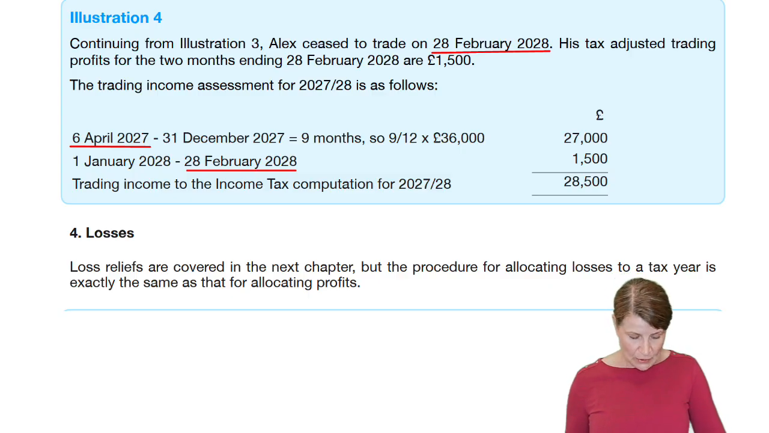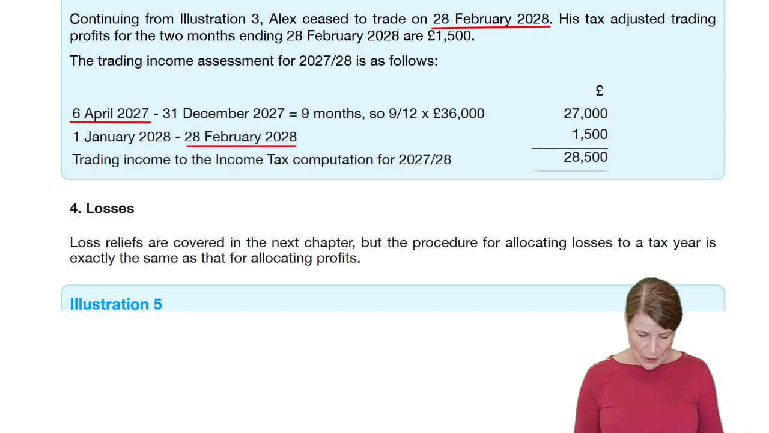Now, the 6th of April 2027 to the 31st of December 2027, our 12-month period of account in which we had a tax-adjusted trading profit of 36, we're going to take 9 months worth. So April to December is 9 months. So we take 9 months of that £36,000. Remember, we had 3 months of it last year.